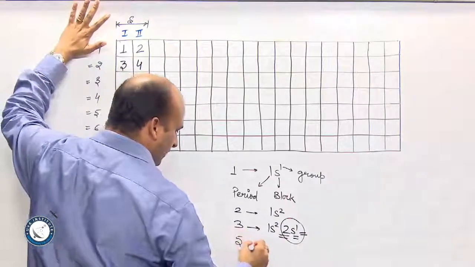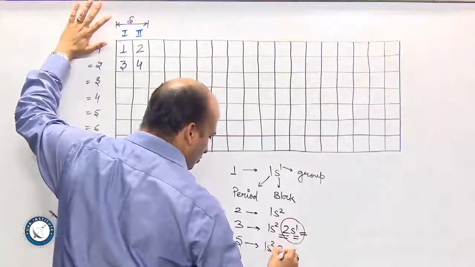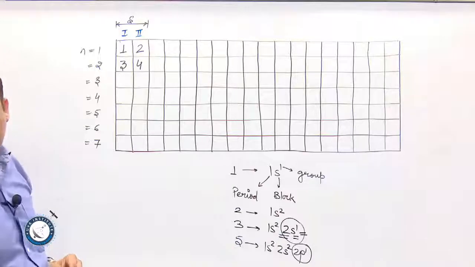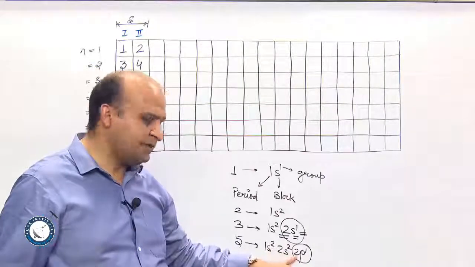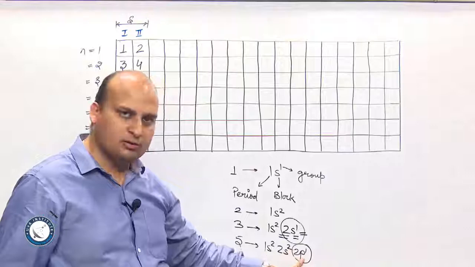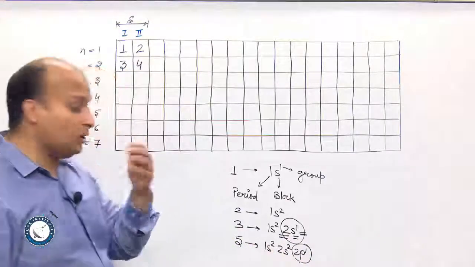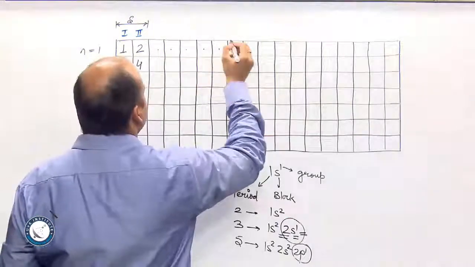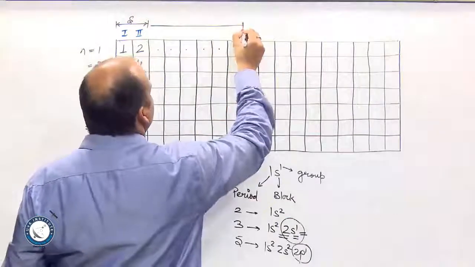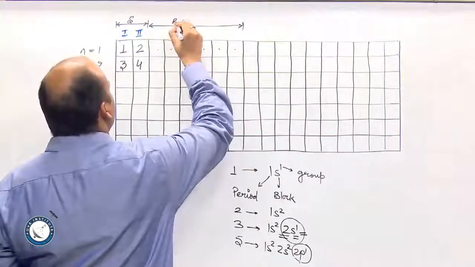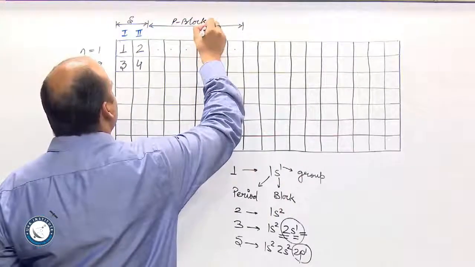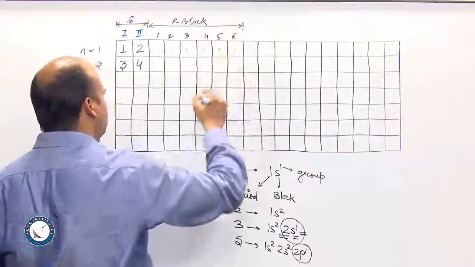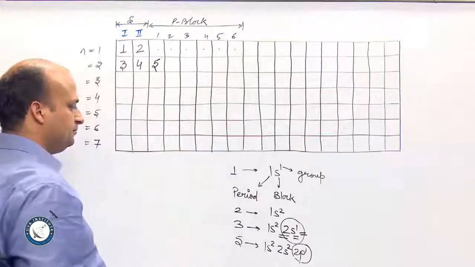Now when I talk about 5, it is 1s2, 2s2, 2p1. Now what do you mean by 2p1? 2p1 is second period, p block, first group. So now I need a p block. Let me mark this 1, 2, 3, 4, 5, 6 as the p block. And this is 1, 2, 3, 4, 5, 6. So this is atomic number 5.